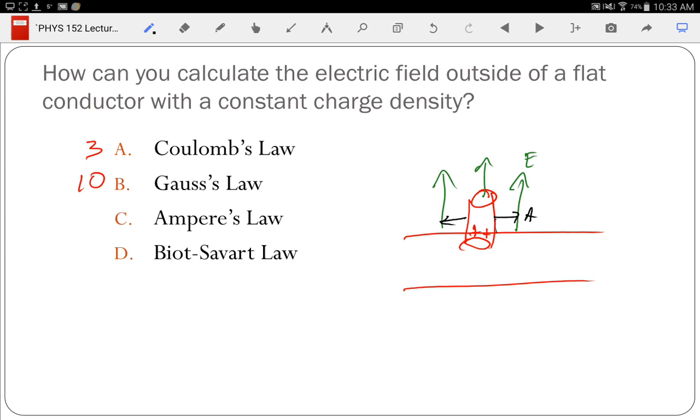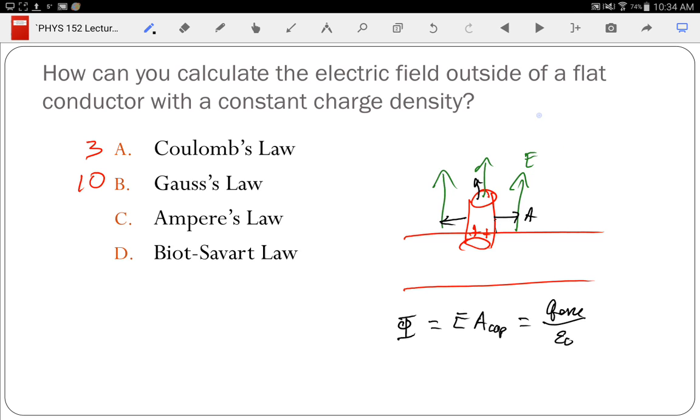Well, what's the angle between the area and the electric field on the side there then? 90 degrees. And so how much electric field is going through the side? 0. Hence the flux on the sides is 0. And so we're left with the entire flux being just the area of the cap times the electric field. So the flux is equal to the electric field times the area of the cap, and that's equal to the charge enclosed divided by epsilon 0.